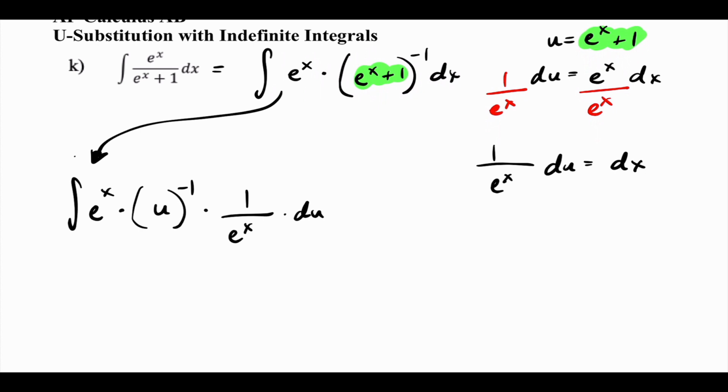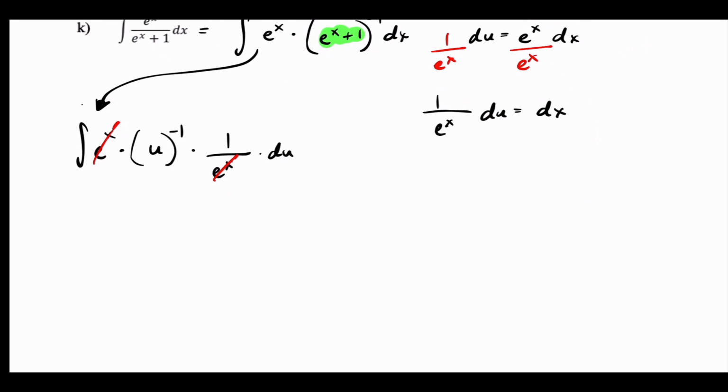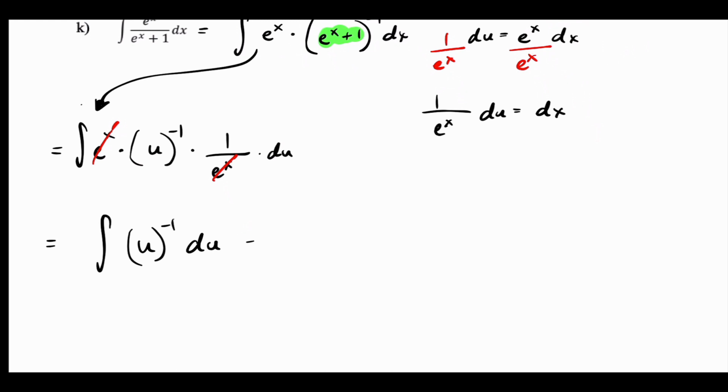Okay. So I have two things with x's. Do they cancel out? Yeah. So I picked the right one. I'll know if I didn't if there's x's left over. If there were x's left over, then I'd know I picked the wrong u. Okay? So I have the antiderivative, or integral, of u to the negative 1 du. That's all that's left, right?